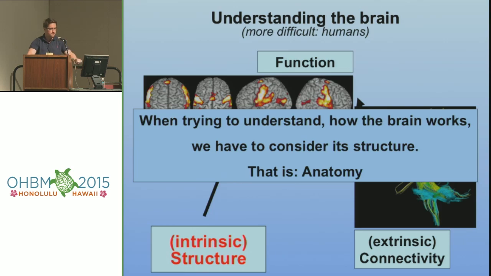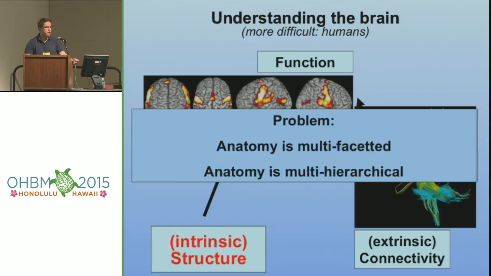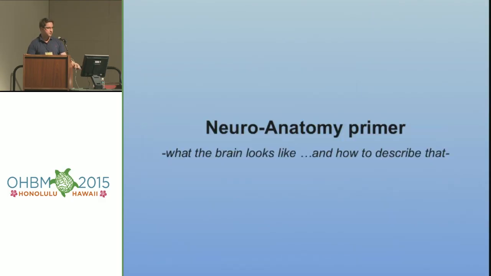The problem there is anatomy is multifaceted and multi-hierarchical. So there are many different ways to describe anatomy, and it's organized in a hierarchical fashion. So let me give you a brief primer on neuroanatomy, and I'm apologizing straight away to those people who have a deep anatomical knowledge, but being the first speaker in that session, I just tried to pick up also those people who are not really familiar yet with neuroanatomy.